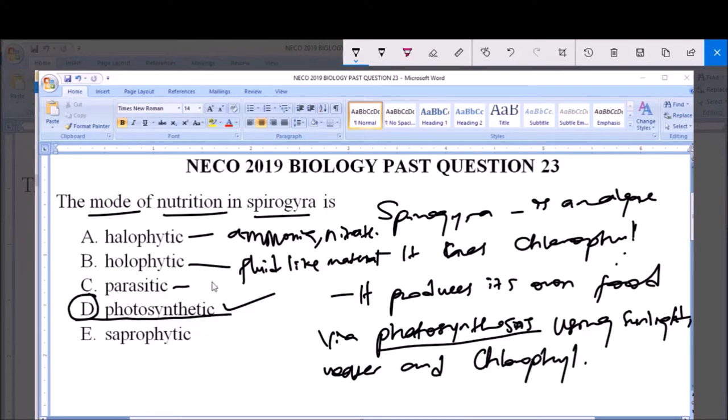Then parasitic mode of nutrition is a type that is exhibited by a parasite. You know, parasites live on the body of their host and feed on the host. Then saprophytic mode of nutrition is where the organism feeds on decayed materials. But the type exhibited by the Spirogyra is photosynthetic, and that is option D. Because they contain chlorophyll, they use sunlight, water, and this chlorophyll to manufacture their food.